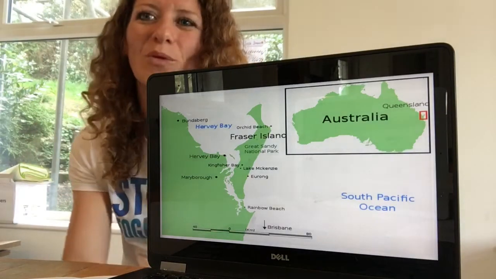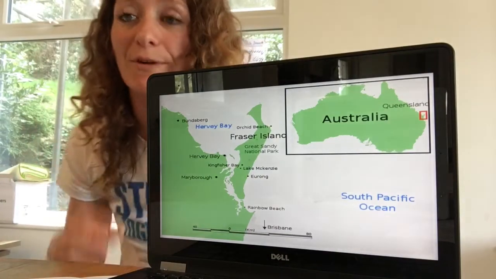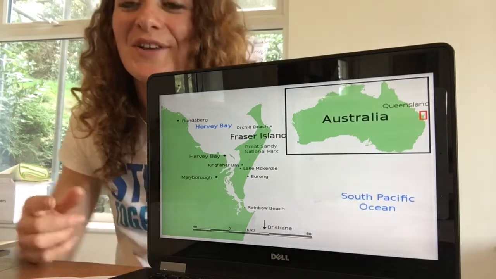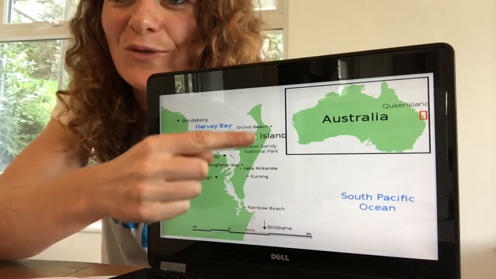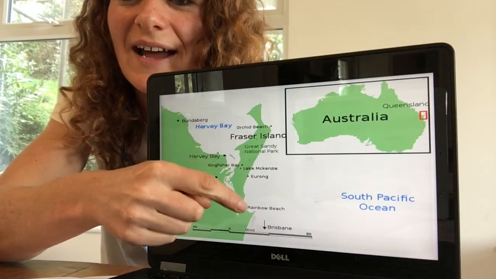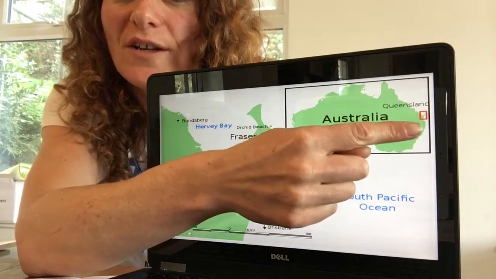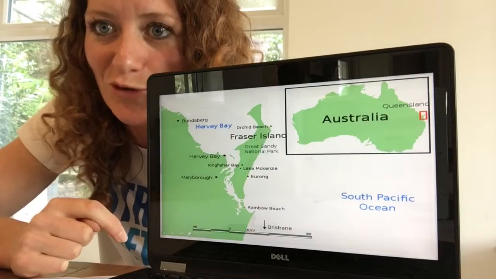I decided that what we would do is focus on my favourite part of Australia, because this is where I used to live, okay? So we're going to have a look at a place that's called Fraser Island. And Fraser Island is here. It sits just off the coast of Queensland in Australia.